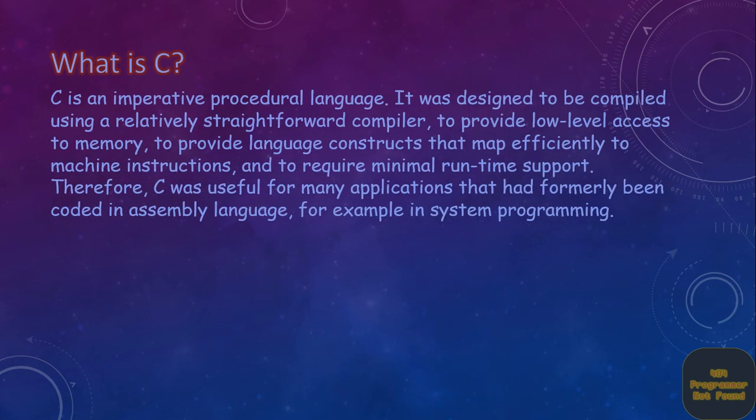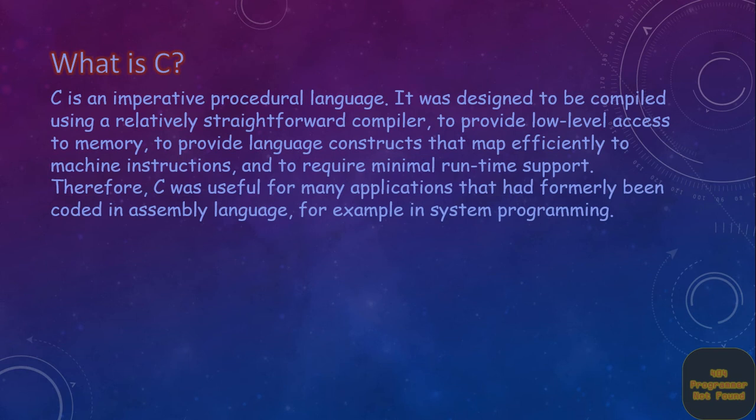It was designed to be compiled using a relatively straightforward compiler to provide low-level access to memory, to provide language constructs that map efficiently to machine instructions, and to require minimal runtime support. Therefore, C was useful for many applications that had formerly been coded in assembly language, for example in system programming.